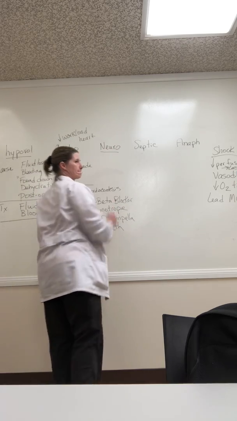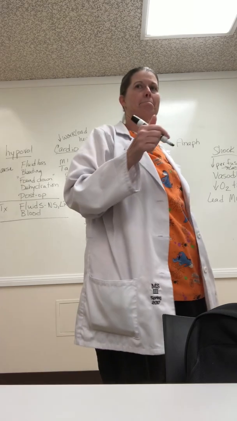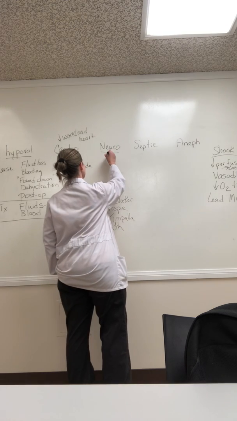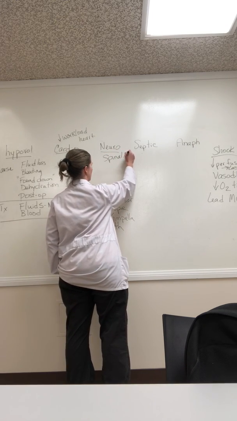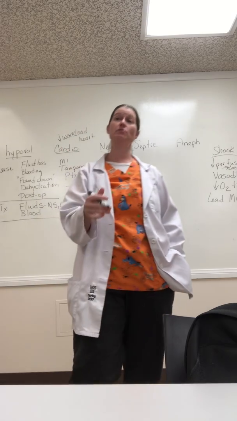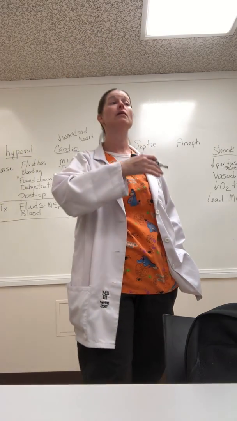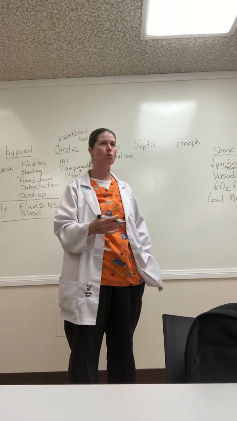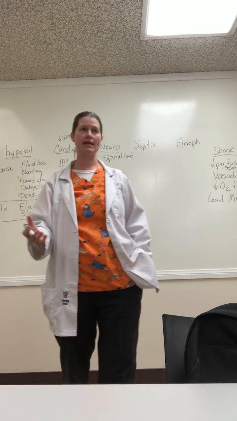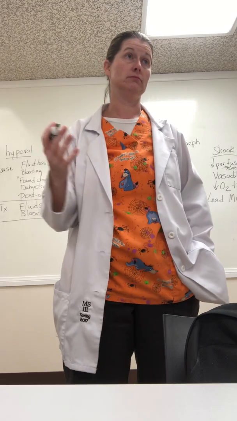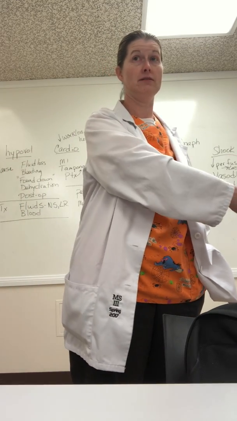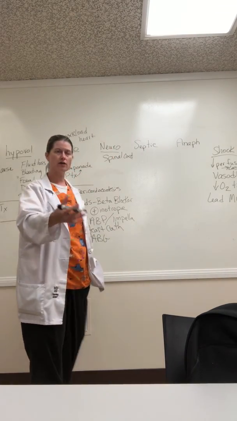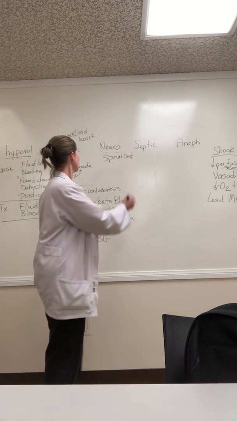Neurogenic. Spinal injury. Yeah, anything neuro. So anything with your spinal cord, it doesn't necessarily have to be an injury like a trauma. It could be post-op. They went in and had a decompression of their spine or a laminectomy or something like that. Or it could be an epidural, you know, they had an epidural for something else. So anything that is neurological in nature, if they have signs of shock, then it's probably neurogenic. So anything neuro.